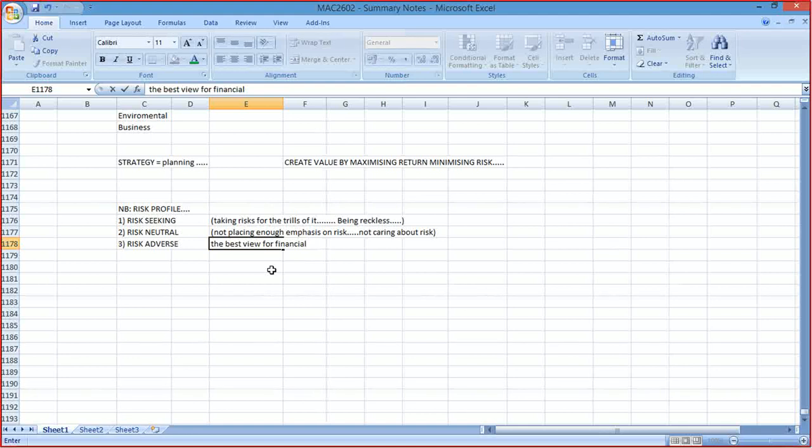terms of decision making, risk averse. I'm going to say for decision making. So this would be weighing up the pros versus the cons. Always seeking more return if more risk is taken.